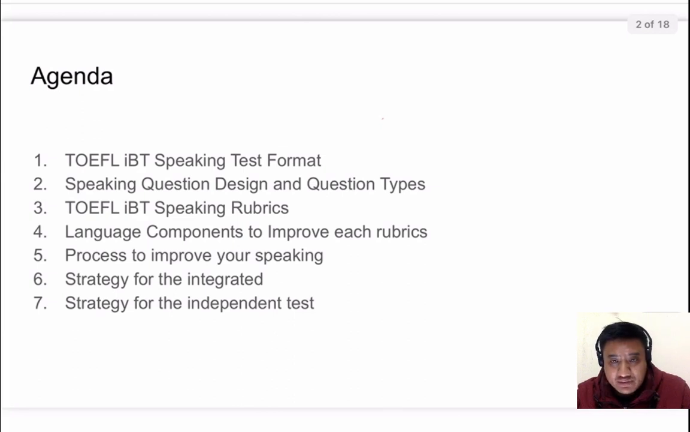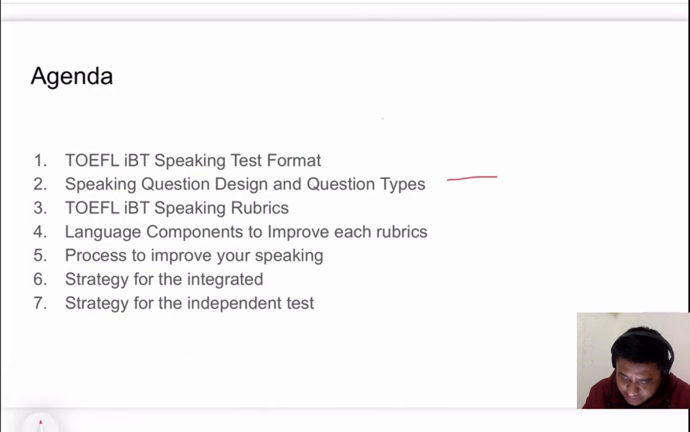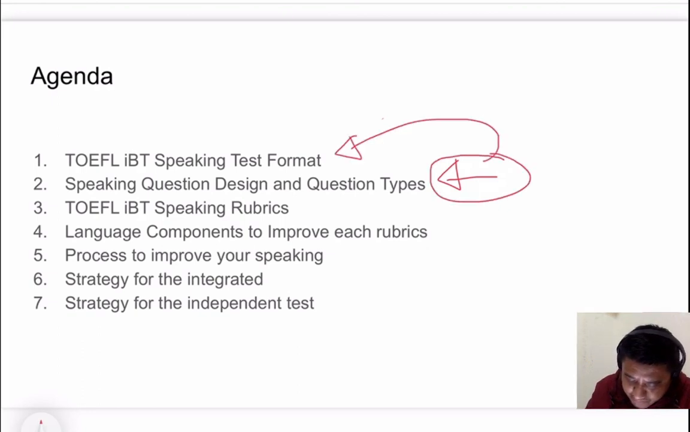I have seven agendas that I'll be covering today when we discuss the TOEFL iBT speaking. I'll try to start not with the test format, but with speaking question design and question types. Once we finish this part, we will move on to the TOEFL iBT speaking test format. After that, I'll get into TOEFL iBT speaking rubrics, and after that, language components to improve each rubric, right?